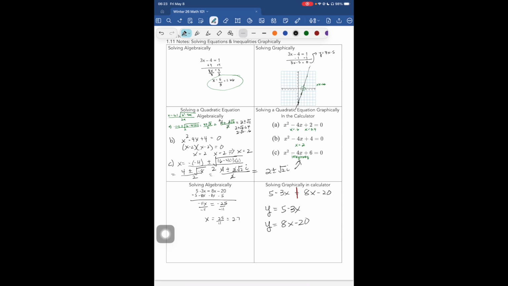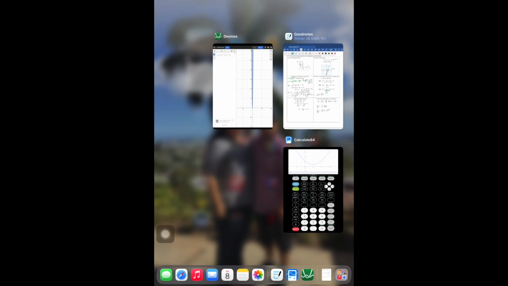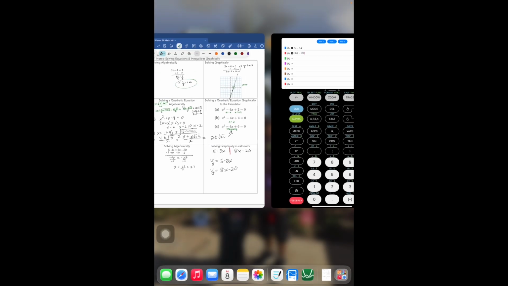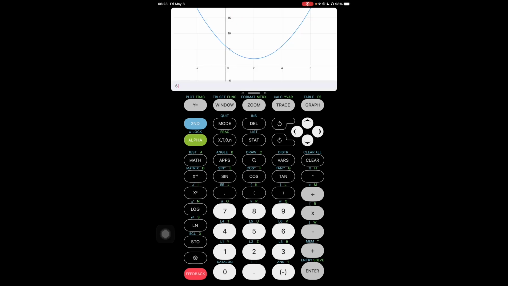So again, we took the equation, we split it in half, and I'm going to take these two equations and plug them into my calculator. So again, y equals 5 minus 3x, and y equals 8x minus 20. Let's put them all in at the same time. Minus 3x, and this one is 8x. Is it minus 20? Hold on. Yeah, minus 3 and minus 20. Okay, so we're going to graph.